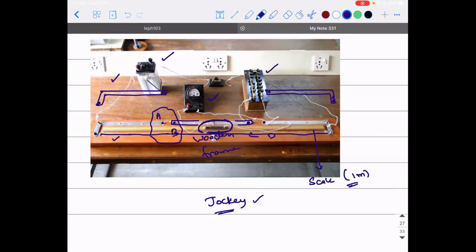Could you explain the jockey part again? Okay. Jockey is nothing but a metallic rod. It will be like this. You will have a screw at the top. The top screw is connected to the galvanometer. And at the other end, the metallic conductor is kept in contact with the wire. You will keep moving on the wire.